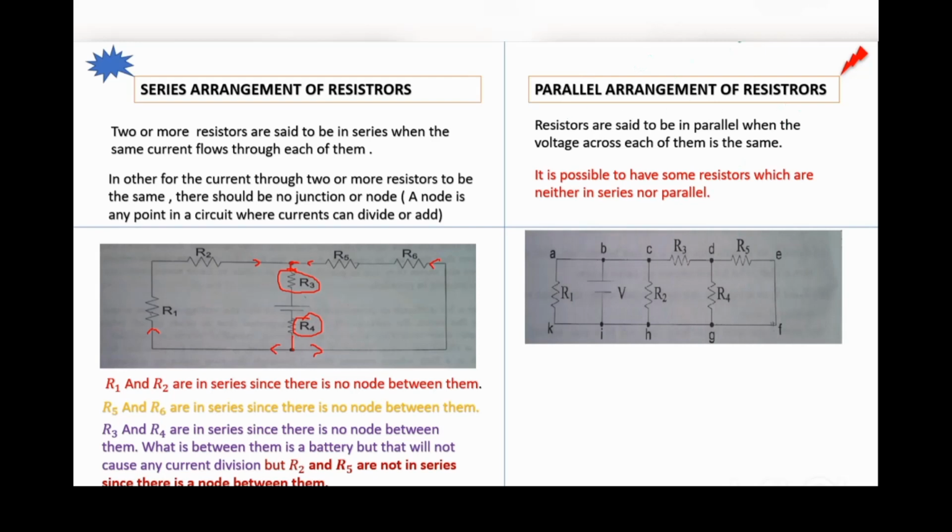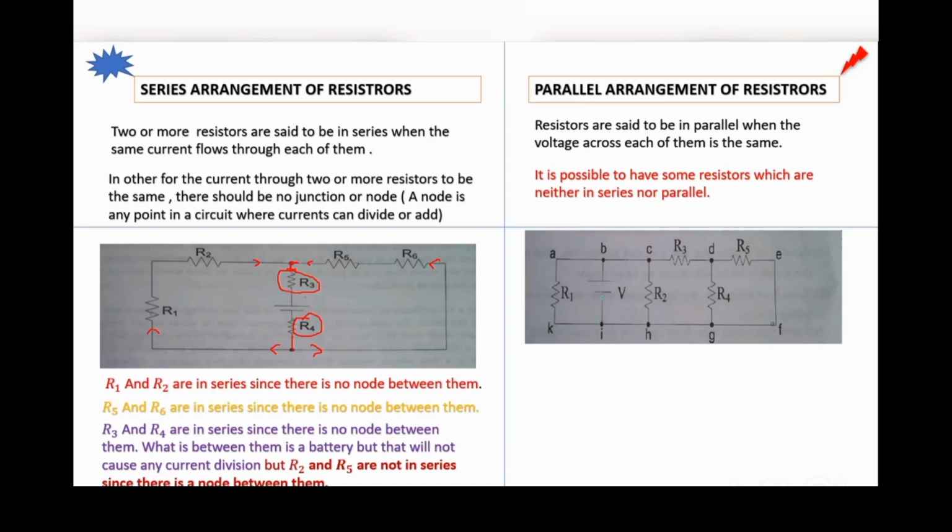With this, we have a loop. A loop is just a closed path through which electrical current flows. So we can say that A, B, I, K is a closed circuit. I guess it's a loop. So current flows through them.